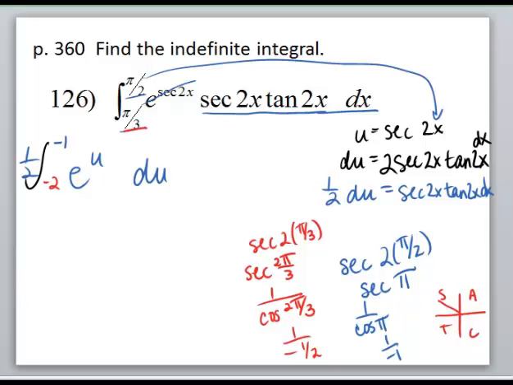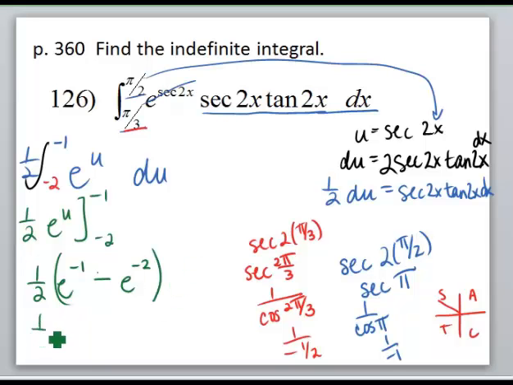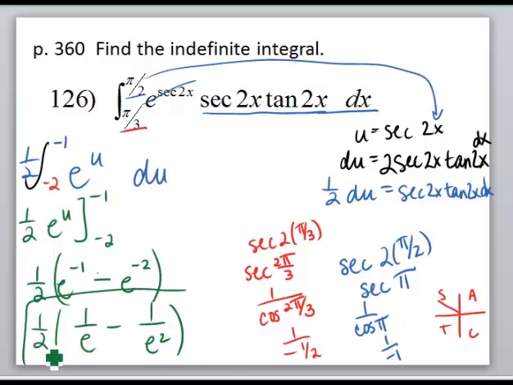So now I'm ready to take the integral of this. So I'd get 1/2 e to the u, and then I need to plug in my two new bounds. That way I don't have to change them back to x's. And when I do that, I get 1/2 times e to the -1 minus e to the -2. And so I could rewrite this if I wanted to as 1 over e minus 1 over e squared. You could also plug it into your calculator to get a decimal.